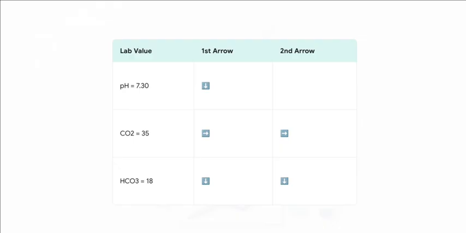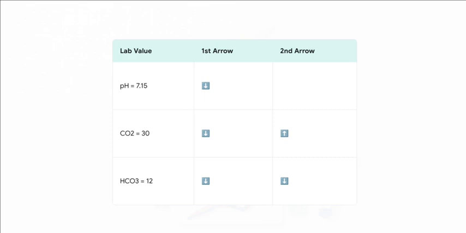Let's pause briefly on example 7 to let you guess this one with me. pH is low. CO2 is normal. Bicarb is low. Where does the second arrow for bicarb go? Yep, that's right. The exact same direction. It dictates a downward second arrow matching the downward pH arrow perfectly. The diagnosis? Metabolic acidosis.